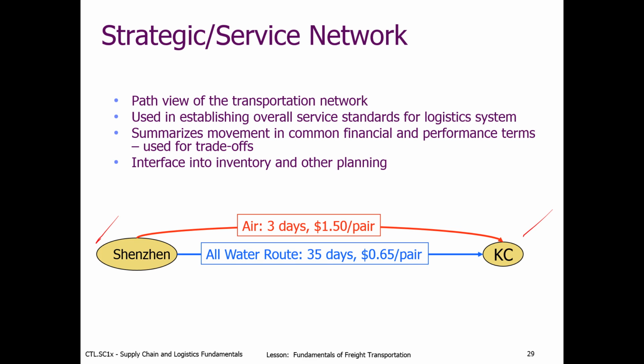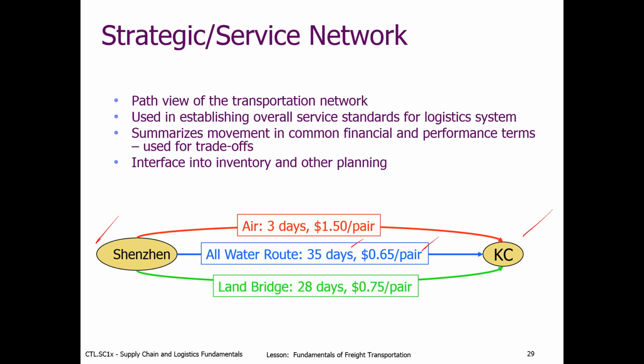I could do that all-water route through the Panama Canal and into the East Coast, and that takes a lot longer, 10 times longer, but it costs a lot less, 65 cents. Or I might want to do something in the middle, where I come in on the West Coast, that land bridge option we talked about. It takes about 28 days and 75 cents per pair.